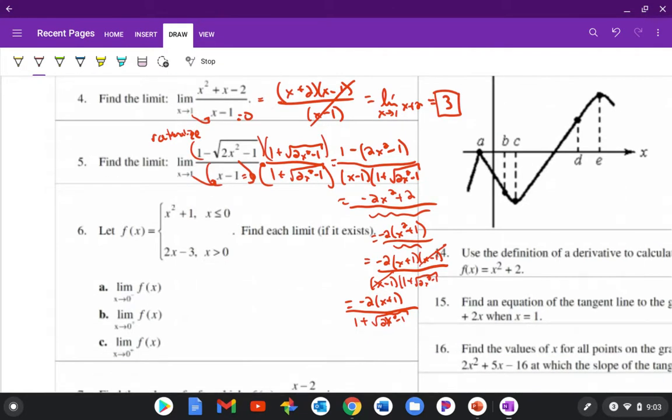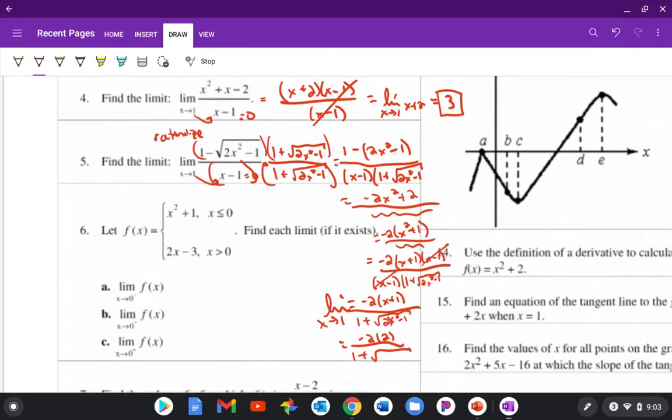We then can go ahead and plug in that 1. So we've got the limit still here as x goes to 1. We can go ahead and try to plug that in now. When we do that, we'll get negative 2 times 1 plus 1 is 2, over 1 plus the square root of 2 times 1 squared, which is 2, minus 1, square root of 1. So we get negative 4 over 1 plus square root of 1, which is 2. So we end up with negative 2 as our answer.